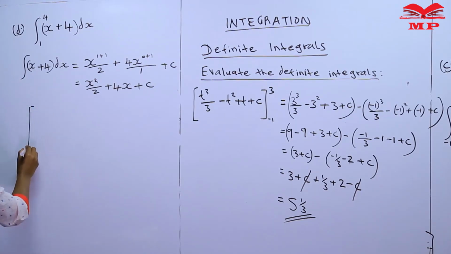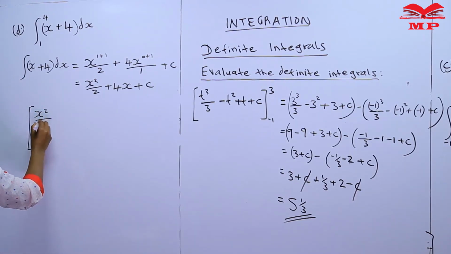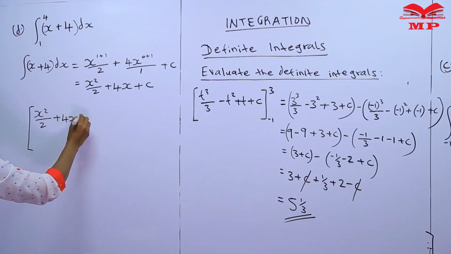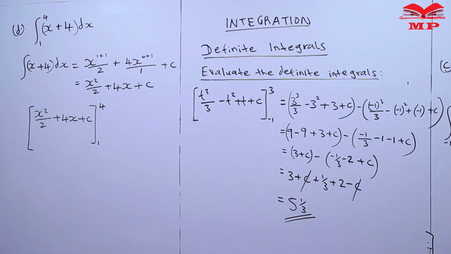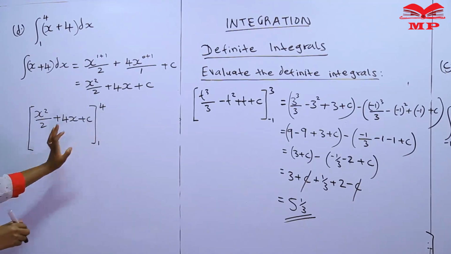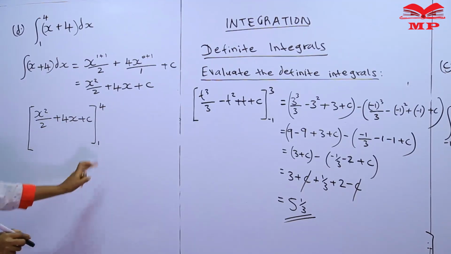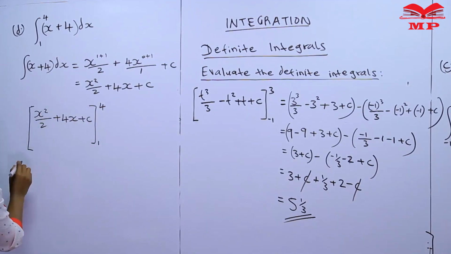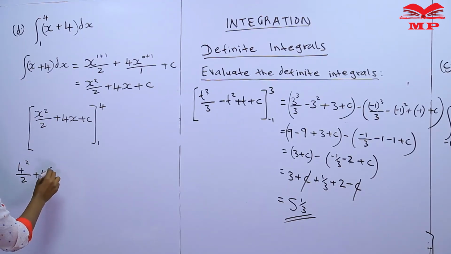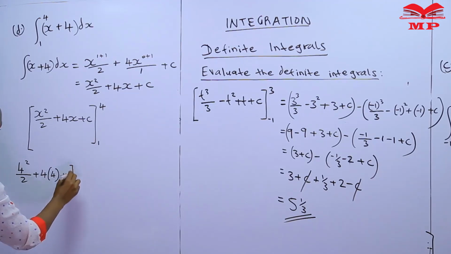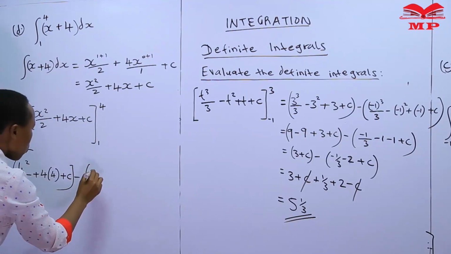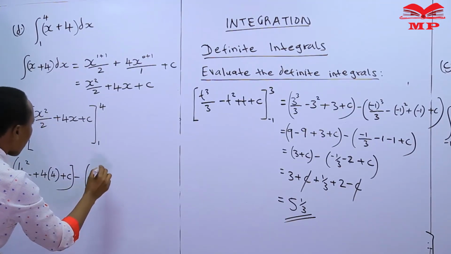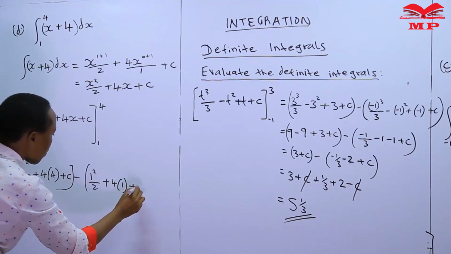And therefore, now we have this square, whereby we have x squared all over 2 plus 4x plus c, and we have the limits from 1 up to 4. So we solve when x is 4, then we subtract the other value when x is 1. So when x is 4, we have 4 squared all over 2 plus 4 multiplied by 4, then plus c. Then all of this minus when x is 1. So we have 1 squared all over 2, then plus 4 multiplied by 1 plus c.